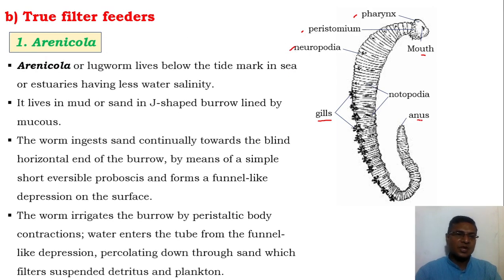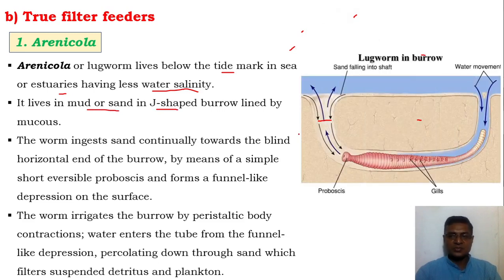Here, some modifications are also observed in this filter feeder. Arenicola, or the lugworm, lives below the tide mark in the sea or the estuaries, having low water salinity. That point is important. In the area where the water salinity is low, they live and collect the food material. They live in the mud or sand in J-shaped burrows lined by mucus. That burrow is observed here, lined by the mucus.